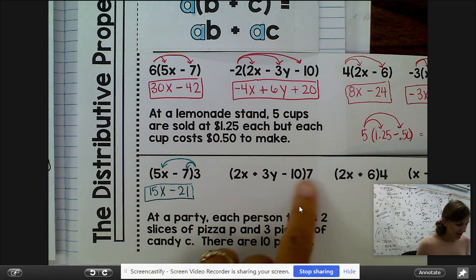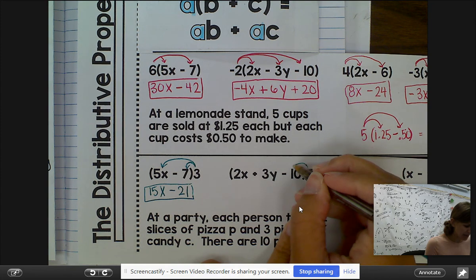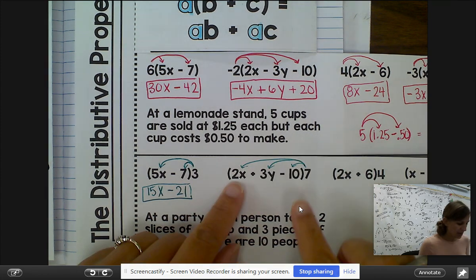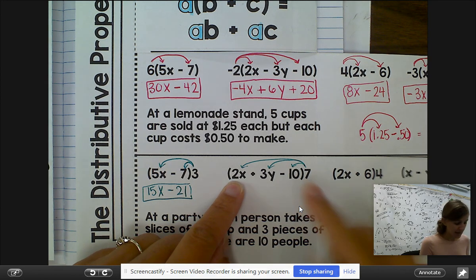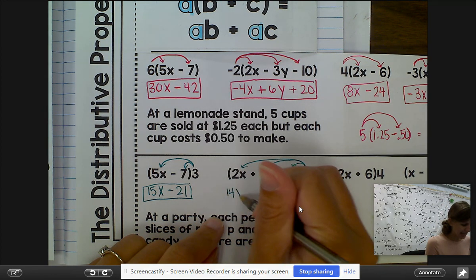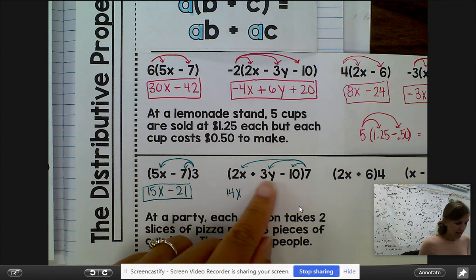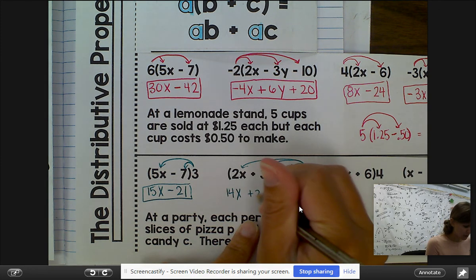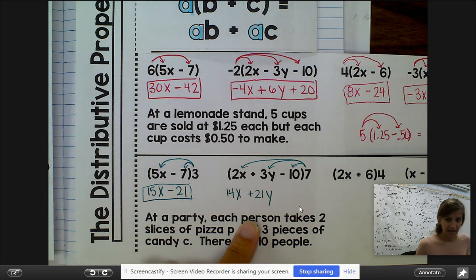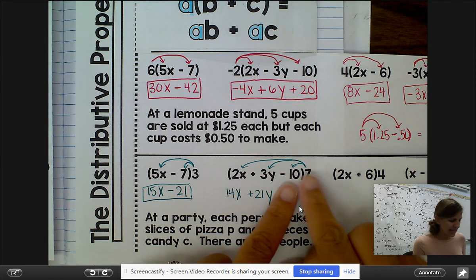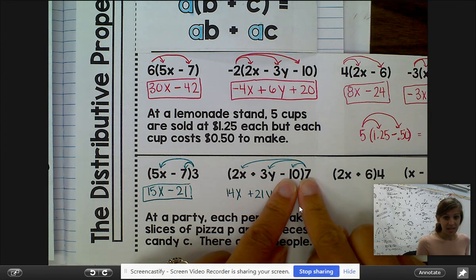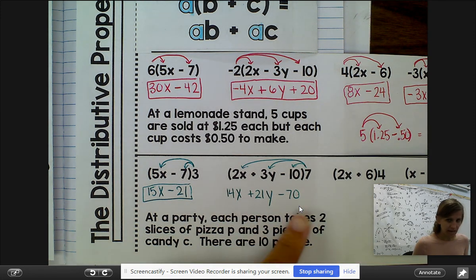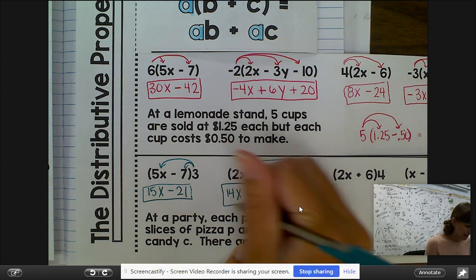Okay, next one, I have a 7 at the end that's being smashed up against those parentheses, so I'm going to distribute that to all 3 of the numbers in here. And so a positive 2 times a positive 7 is 14 with an X at the end. Next, a positive 3 times a positive 7 is a positive 21 with a Y at the end. And then lastly, a negative 10 times a 7 is going to be a negative 70. And when I look through, they're all different, X, Y, no letter. So I can't combine any.